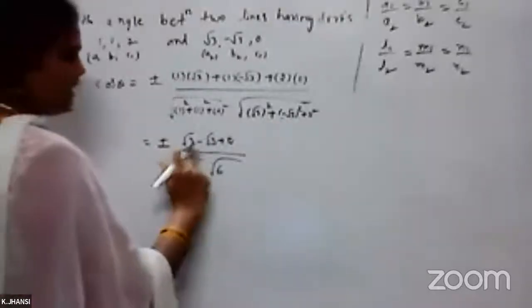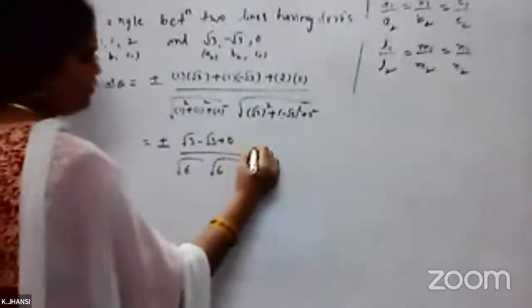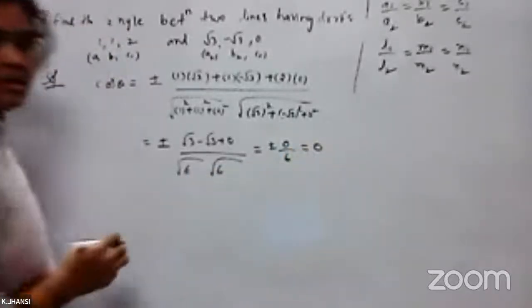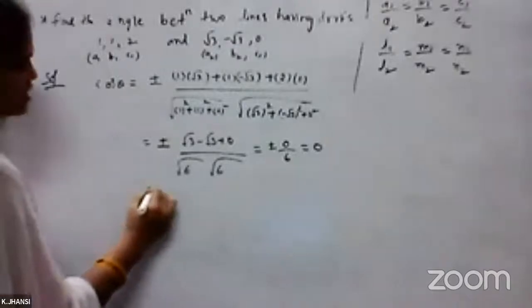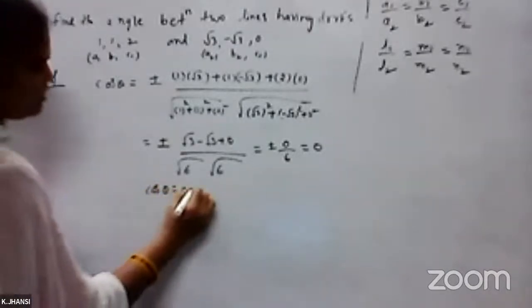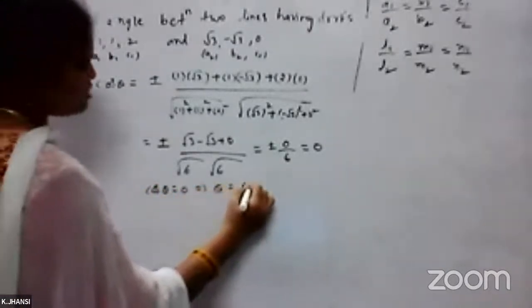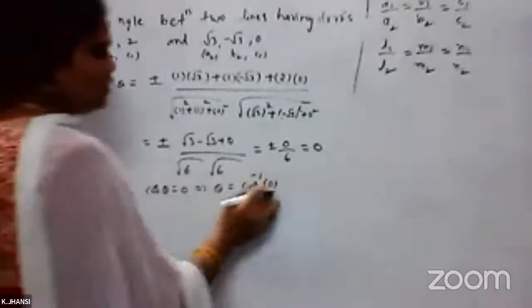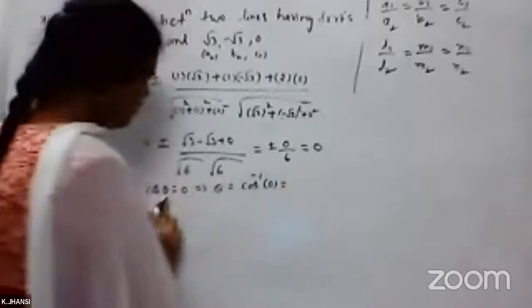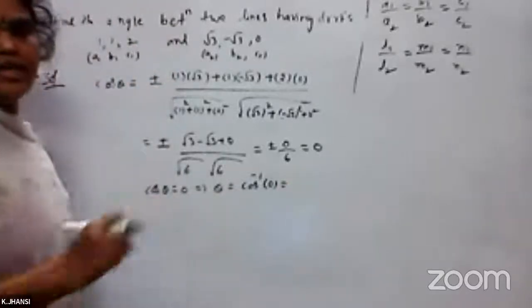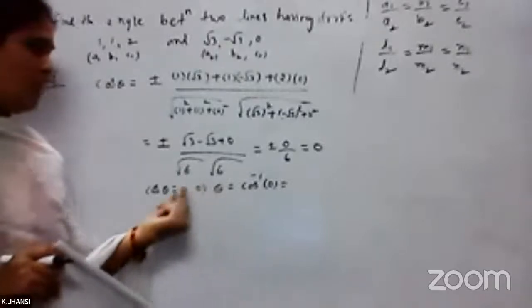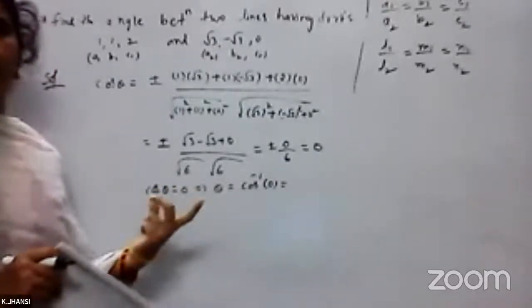But in the numerator it is becoming 0, no? So it is plus or minus 0 by root 6 into root 6, which means 6. So the value is 0. So we got cos theta equals 0, which implies theta equals cos inverse of 0. We need to find the theta value, whether it is 30 degrees or 60 degrees or 45 or 90. That is what you have to find.